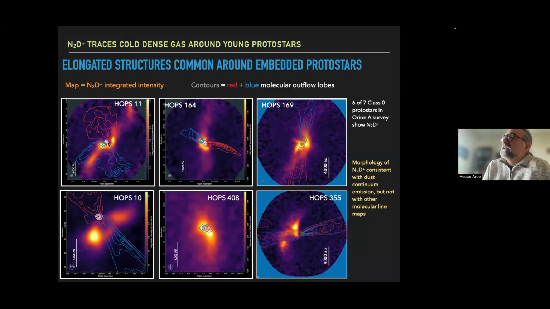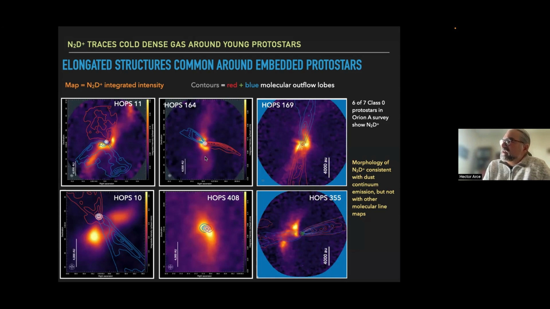In these images, I'm showing the position of the protostar with the green contours, as probed by the dust continuum emission. The red and blue contours show the outflow from the protostars, and the orange, purple, and yellow maps show the N2H+ emission with very filamentary structures. In some cases they are perpendicular to the outflows, in some they're not.